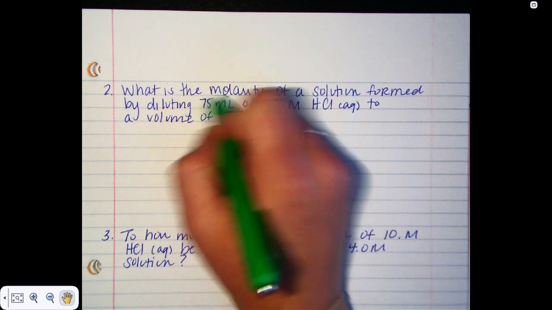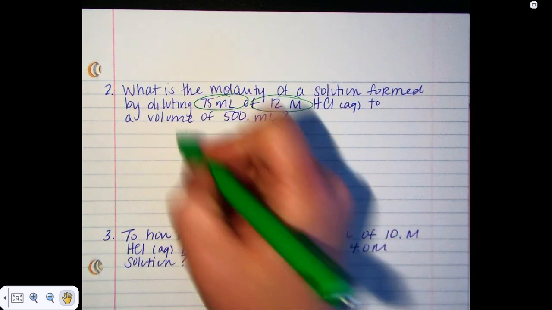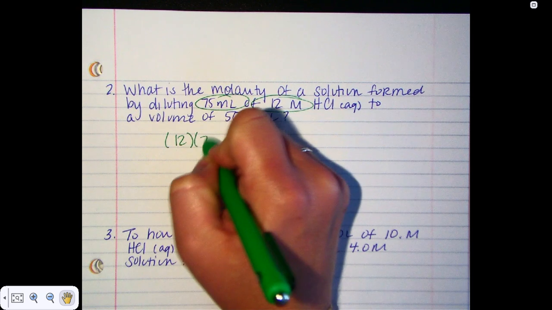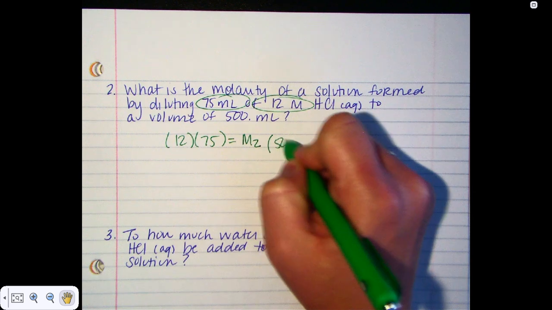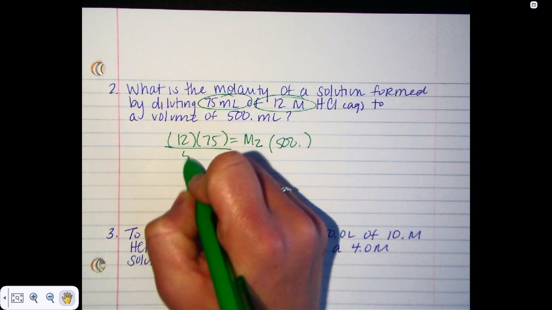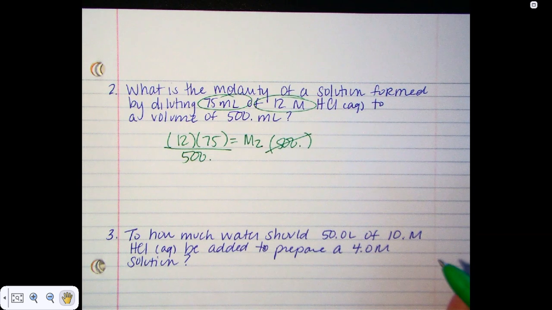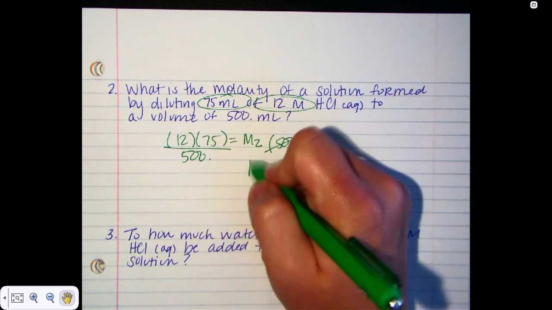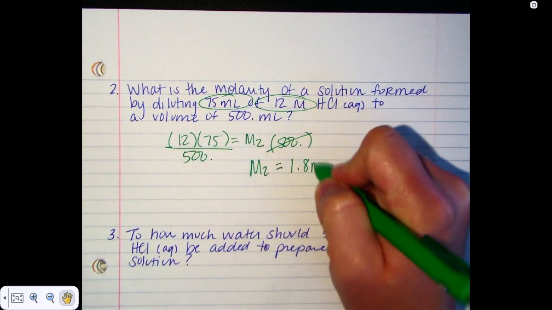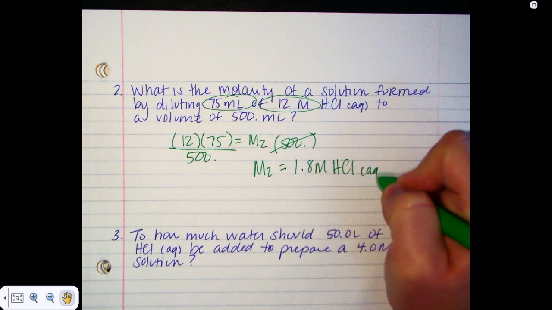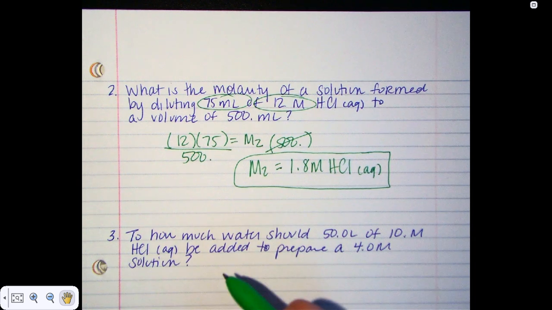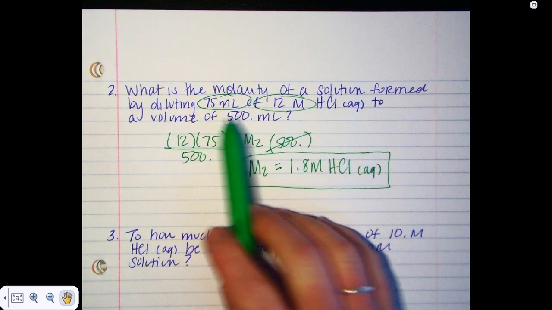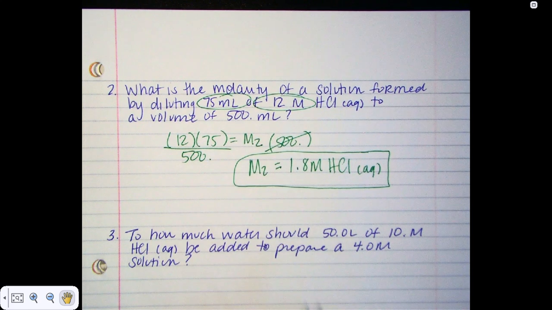All right, the 75 and the 12 go together. So 12 times 75 is equal to M2 times 500. So 12 times 75 divided by the 500 is what we're going to end up having. And that comes out, to 2 sig figs, to be M2 equal to 1.8 molar HCl. And so what we thought would happen with the strength of our acid reducing did in fact happen, which makes sense. I added a ton of water to a pretty small sample, so it should have gone down.